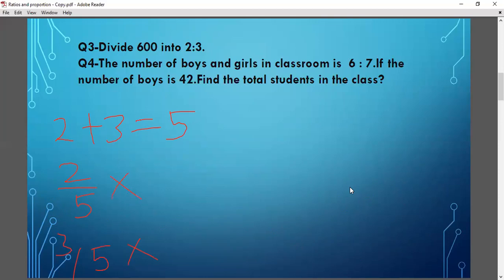Again, we need to multiply this with the total value, that is 600. And this will give us our answer as 240 and 360 respectively. So if we want to divide 600 into 2 is to 3, then the two values that we get are 240 and 360. So let's move on to the next question.